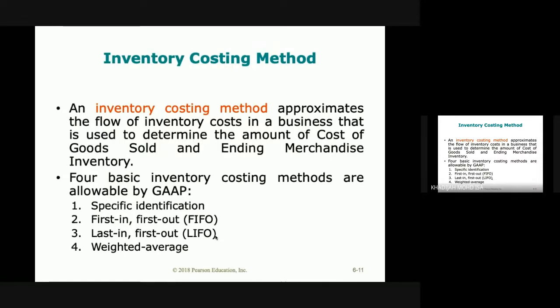All right. So these are the 4 methods that you have to know. You will be tested on these 4 methods. What we call inventory costing method: how to decide on the cost of your inventory. So we have specific identification, FIFO, LIFO, and weighted average.